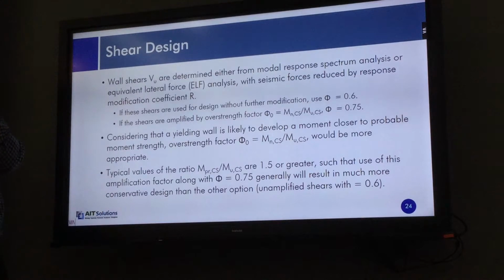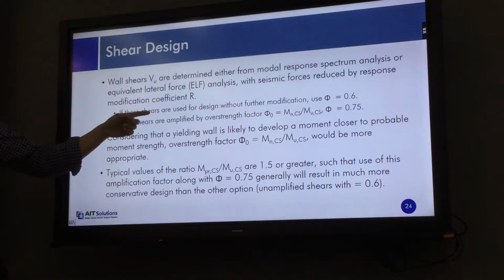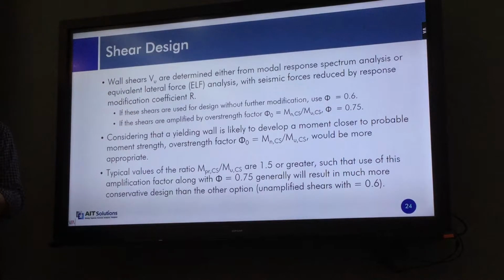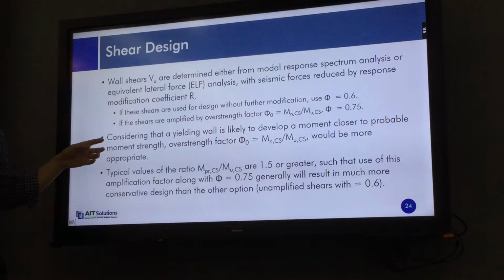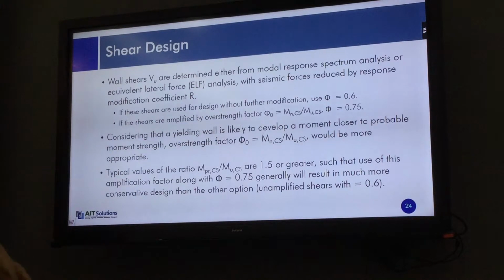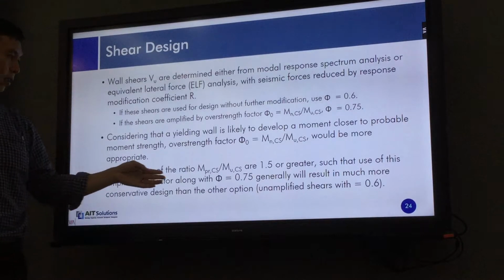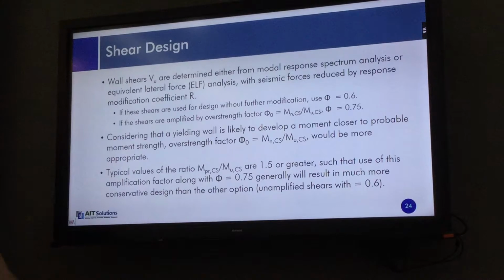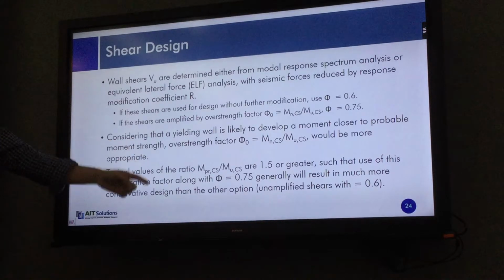So either you use a lower phi value, or a larger phi value with an increased shear demand. But people suggest using this second approach, because if we have a large overstrength, this one will be more conservative compared to using the unamplified shear with 0.6.